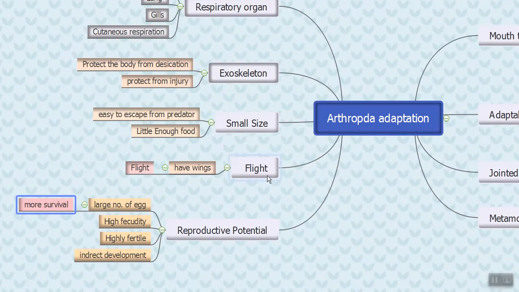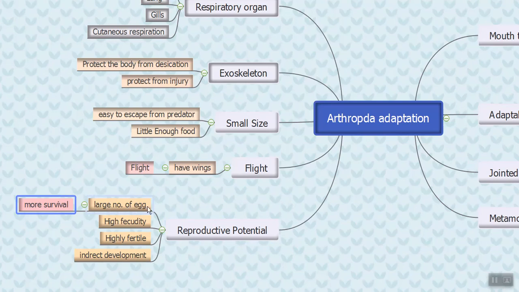Let's go to another adaptation, flight. Some of these animals even have wings for flying. Therefore, they can fly and escape from predators. Having wings helps an animal to move from one place to another in search of food, and also avoid predation. The next adaptation is reproduction.